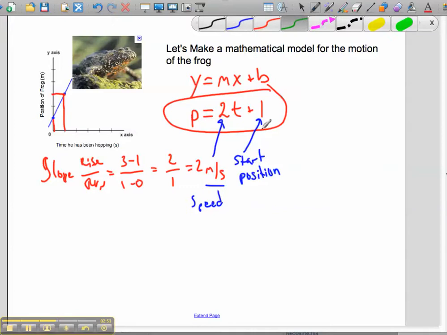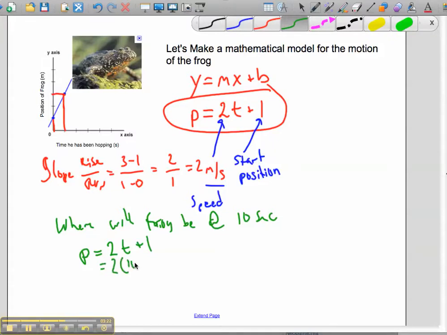Alright, well, let's go ahead and try to use this to say, alright, well, at what position will the frog be after 10 seconds? So where will the frog be at 10 seconds? Alright, so our model says the position of the frog will be equal to 2 times the time plus 1. Let's put our numbers in. 2 times 10 seconds plus 1, and if you do the math out, you'll get 21 meters. So the frog will be at a position of 21 meters, assuming he doesn't get too tired and stop hopping.